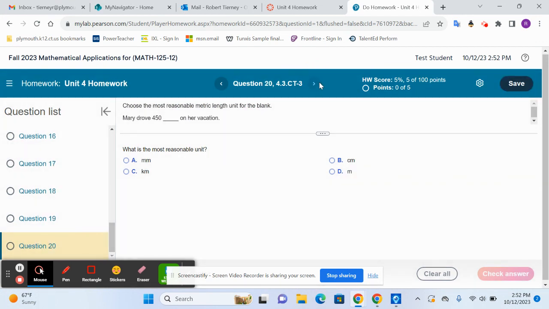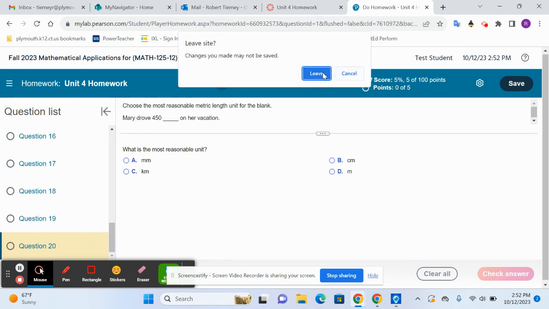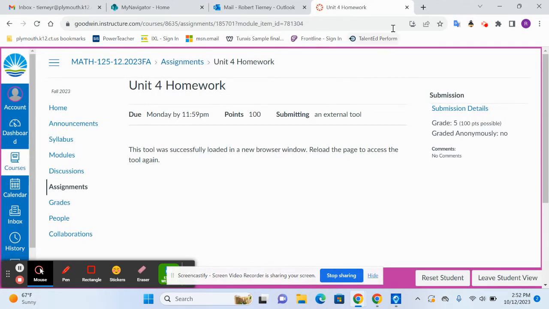Question number 20 is another reasonable one. And that's it. There are 20 questions on your homework. So that is where you are in terms of what kind of things you have to do for homework. So that should be pretty straightforward.